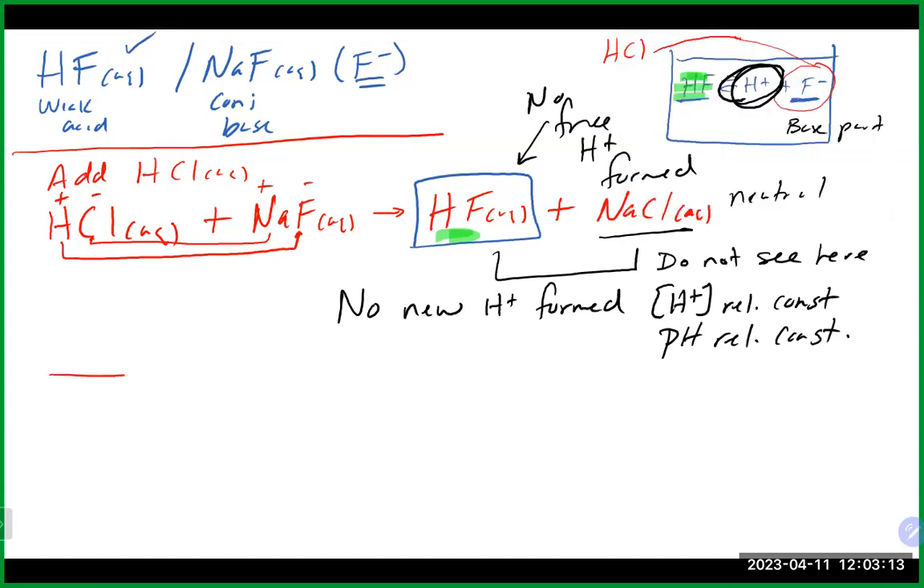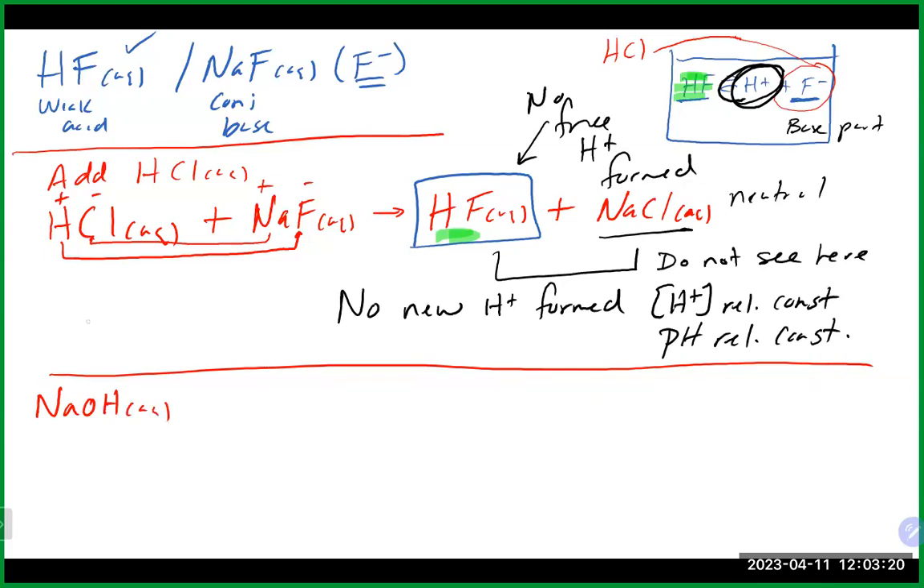So if we added our sodium hydroxide to our same buffer, same idea here, we have our buffer that is set up with our HF, our H+ and F-. And in this case, we're going to add some sodium hydroxide to it. When we add the sodium hydroxide to this buffer, it should react with what thing? Should react with the acid part of the buffer, which is HF.